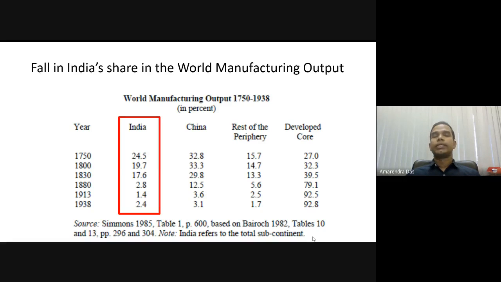So we can say India had quite a high share in world manufacturing output in 1750, when the Mughal rule was coming to an end and British rule was about to start. Then we see that the share gradually declines. Remember that when we say India in 1750, it included present-day India, Bangladesh and Pakistan. So in 1750, India had a 24.5% share, and by 1938, India's share in world manufacturing output had fallen to only 2.4 percent.